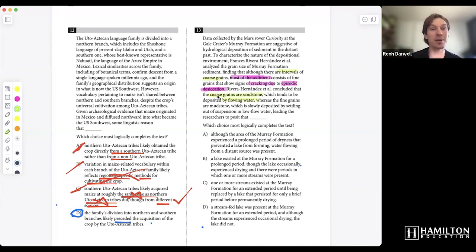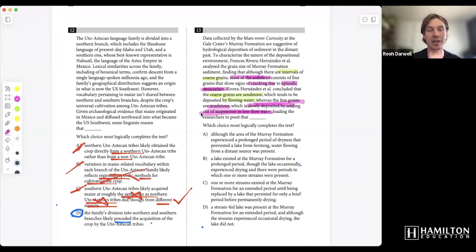So that means occasionally there must have been rivers. But for the most part, what we see is mudstone, which is slowly deposited by settling out of suspension in low-flow water, right? Meaning mud is sitting in water that is not flowing, so a lake or something like that, an ocean, and then it settles slowly at the bottom. Then, after it's settled, it must have dried out at some point, right? Because it desiccates over and over again.